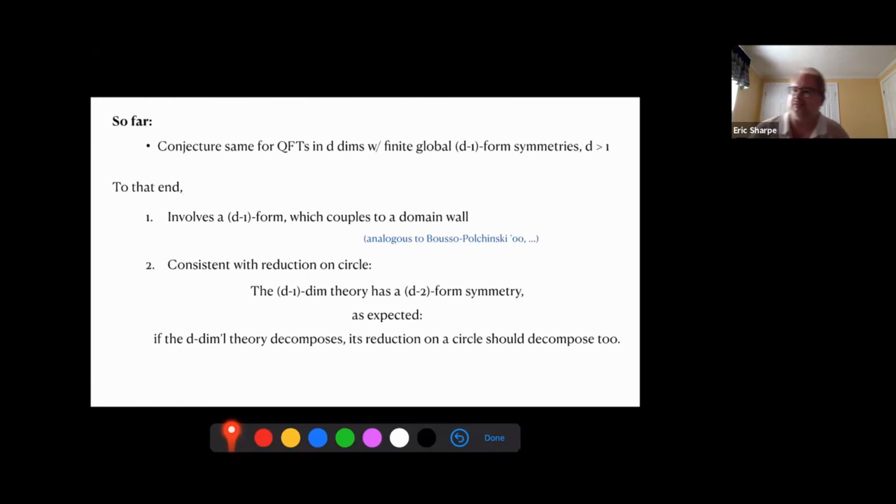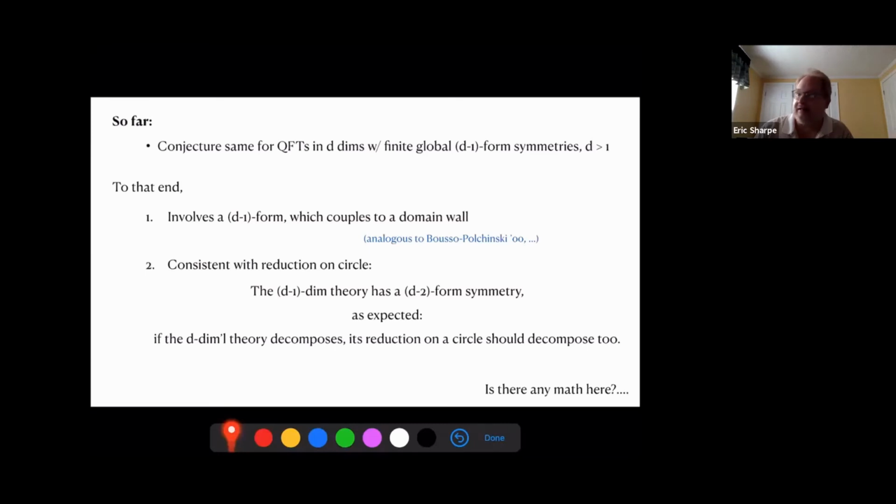It's analogous in the sense that one would have, in the four-dimensional case, a three-form coupling to a domain wall. There's no cosmological constant, and no four-form with a non-trivial kinetic term that dynamically drives membrane nucleation, but at some level it's analogous. This is also consistent with reduction on a circle. If I reduce on a circle, I get a (D-1)-dimensional theory with a (D-2)-form symmetry, which, if the conjecture is correct, would decompose. And furthermore, if the D-dimensional theory decomposes, then surely its reduction on a circle has to decompose as well.